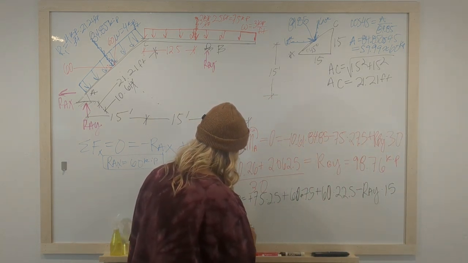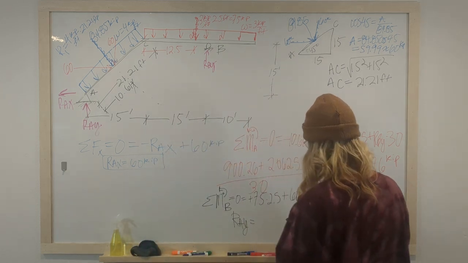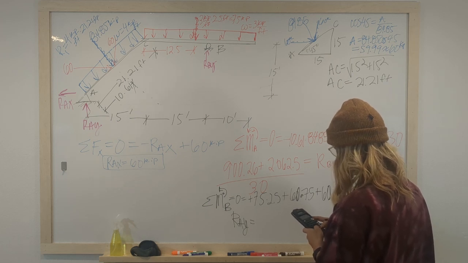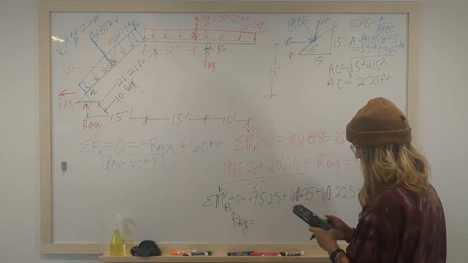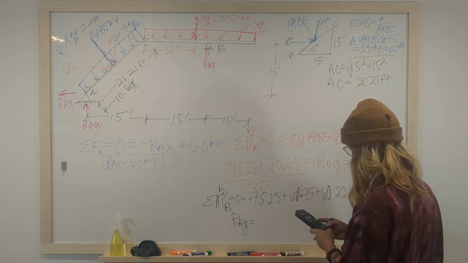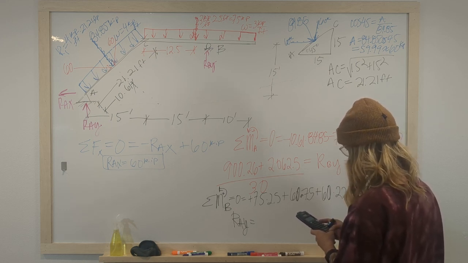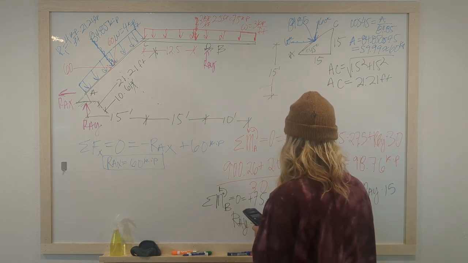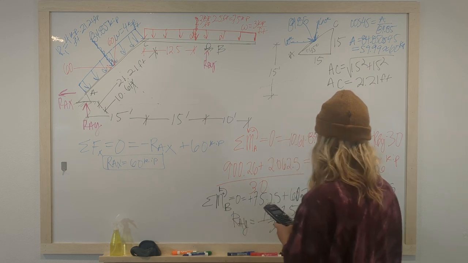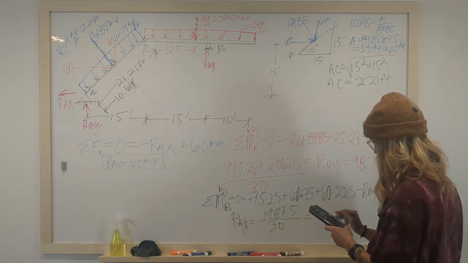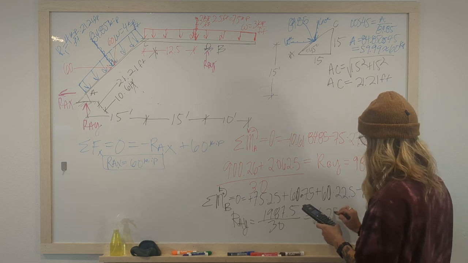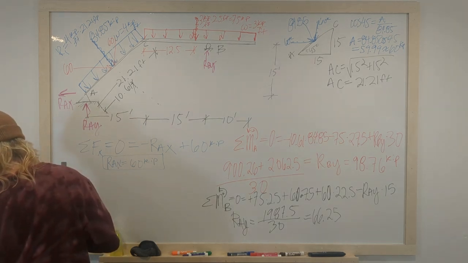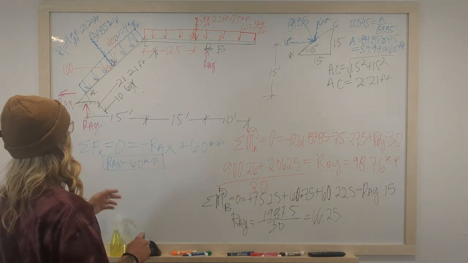So we have RAY is equal to 75 times 2.5 plus 60 times 7.5 plus 60 times 22.5. So this is 1987.5 all divided by 30. I get 66.25. But I don't know if that is the right answer, so let's check. We might have missed something up there.